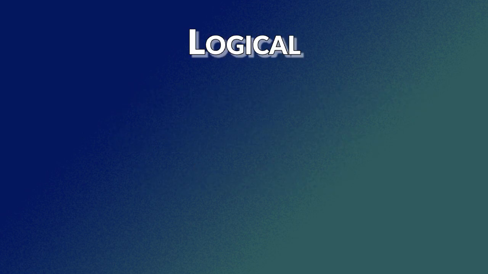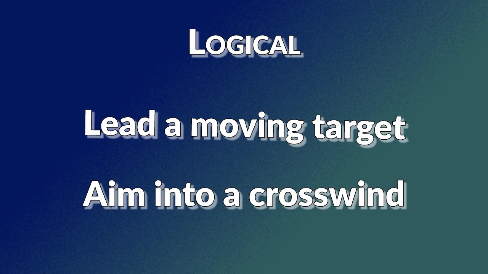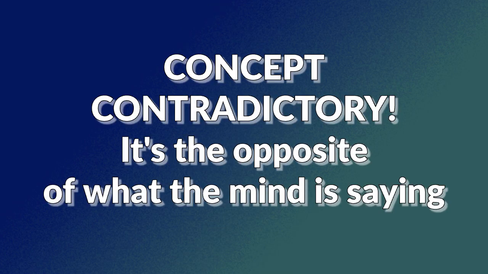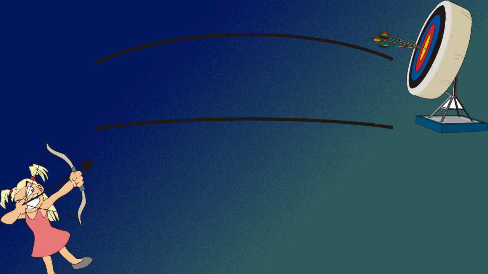It's logical to lead a moving target and aim into a crosswind, but to use a lower reticle or dot when shooting beyond your zero distance? But what about shooting up and down? Many archers find the concept contradictory. It's the opposite of what your mind is telling you. When sighting in your bow over flat ground, without knowing it, it creates an arc of some type. But when shooting up or down, a slightly different arc is needed.